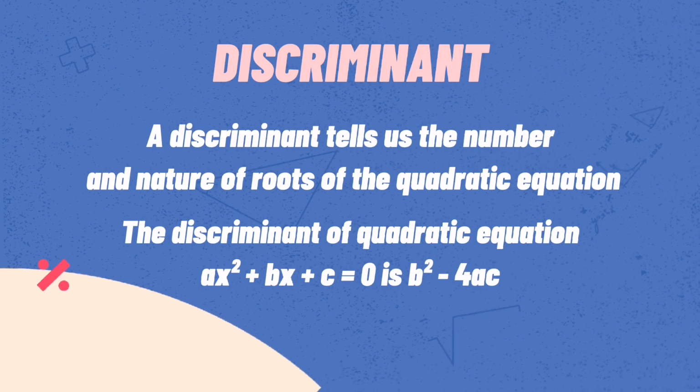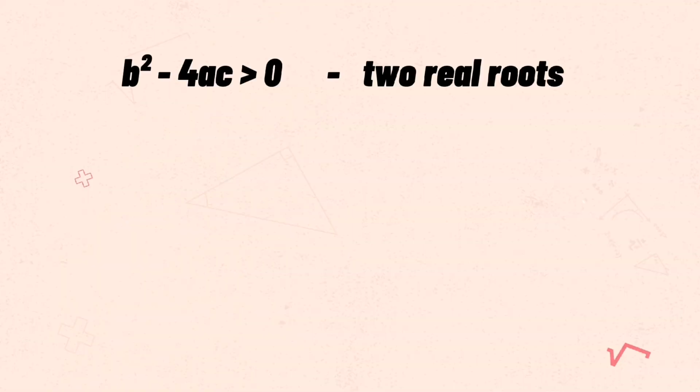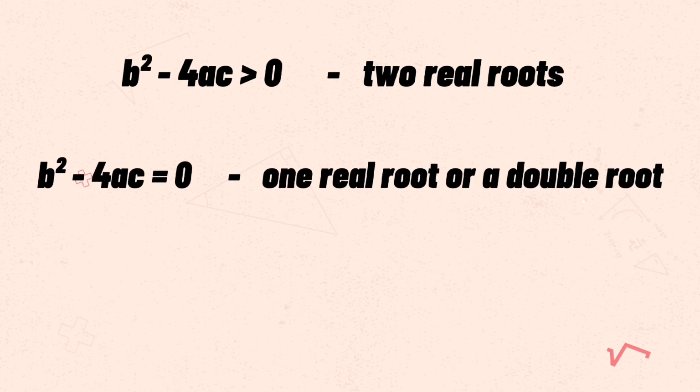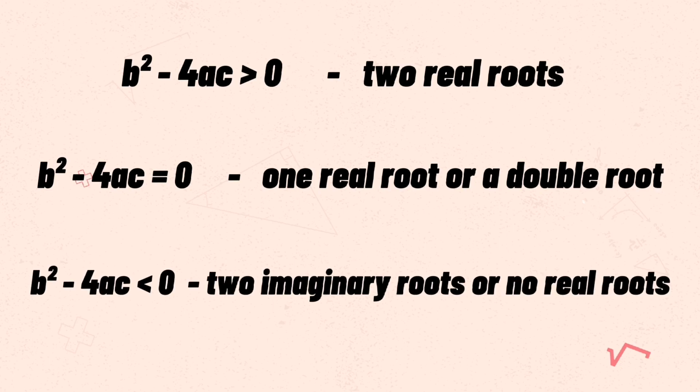If the discriminant is greater than 0 or positive, then it has two real roots. If the discriminant is 0, then it has one real root or a double root. If the discriminant is less than 0 or negative, then it has two imaginary roots or no real roots.